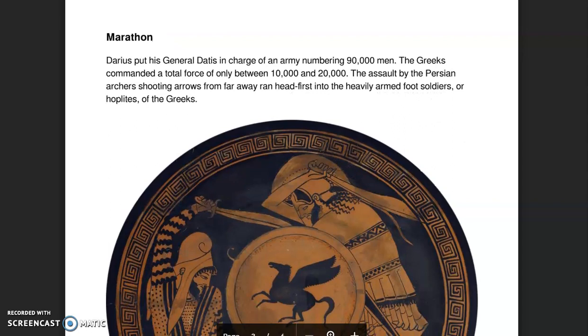Darius put his general Datis in charge of an army numbering 90,000 men. The Greeks commanded a total force of only between 10,000 and 20,000. The assault by the Persian archers shooting arrows from far away ran head first into the heavily armed foot soldiers, or hoplites, of the Greeks.